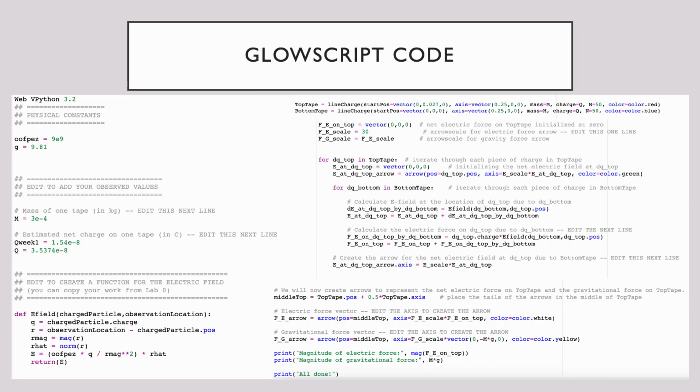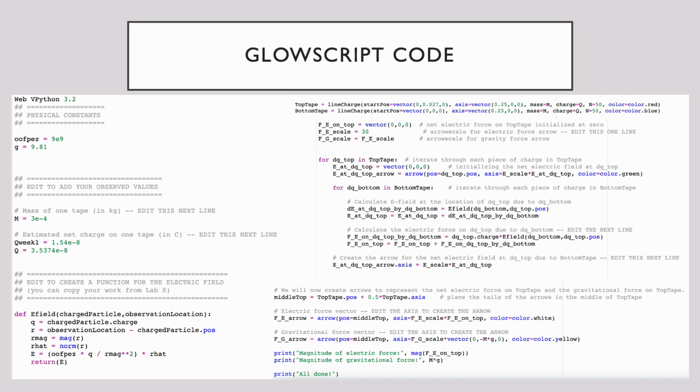Here you can see my GlowScript code. On the left side, we have some constants, the acceleration due to gravity and the universal constant, and the mass of the tape measured from week 1. I also included the charge of the tape from the point charge model from week 1, as well as the charge calculated from this model through trial and error, which was 3.5374 e negative 8 coulombs.